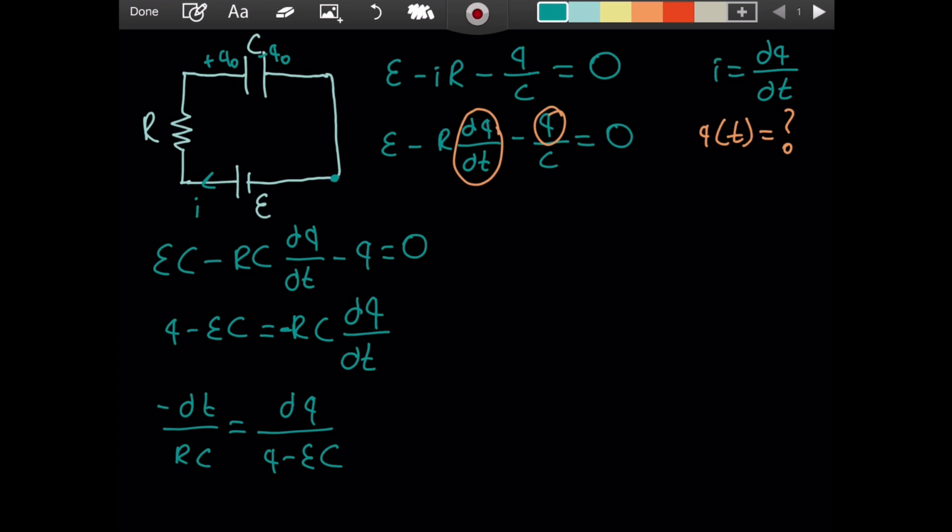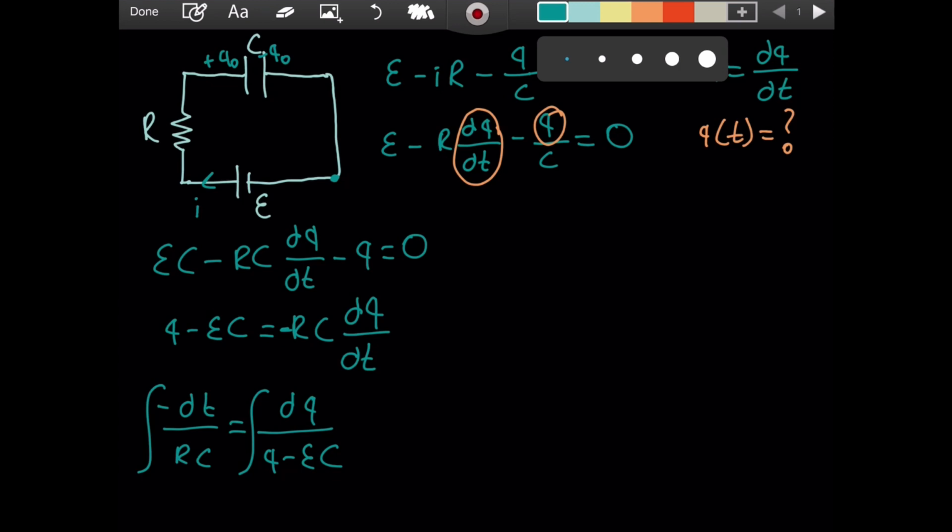Now we are ready to take the integral because we separated the variables. That's where the name separable comes from. On the left we only have t. All other things are constants. And on the right we only have q, the differential of q and the q itself. That's what we mean by separable. Okay? And whenever you can separate the variables, you can just take the integral on both sides.